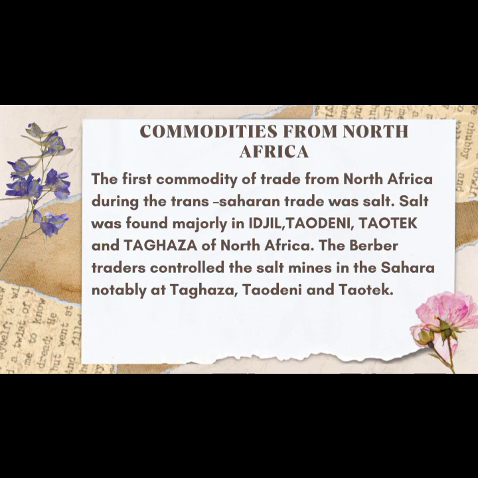The Berber traders controlled the salt mines in the Sahara, notably Tagaza, Taudeni, and Tautek. And who are the Berbers? We talk about the Berbers being an ethnic group scattered around the Sahara. And as their knowledge of the Sahara was very detailed, they were able to control the salt mines of Tagaza, Taudeni, and Tautek. That leaves Idjil out of the equation, meaning that they were not in control of Idjil, but Tagaza, Taudeni, and Tautek.